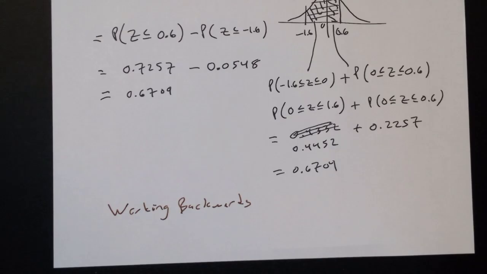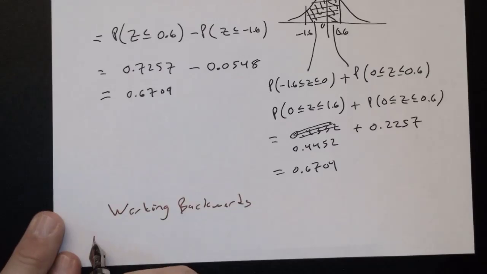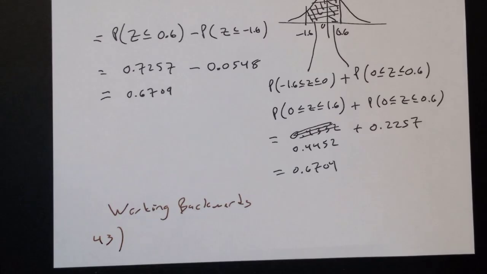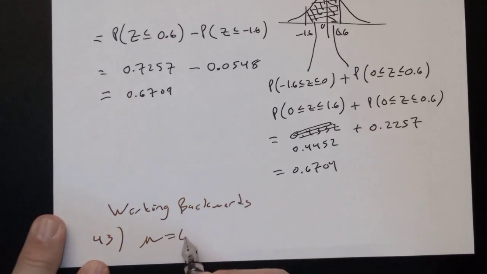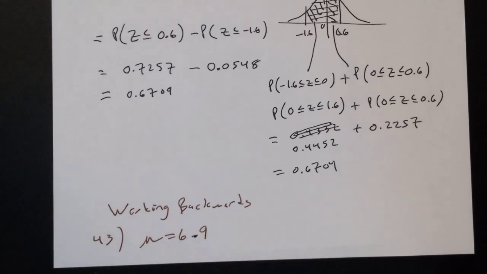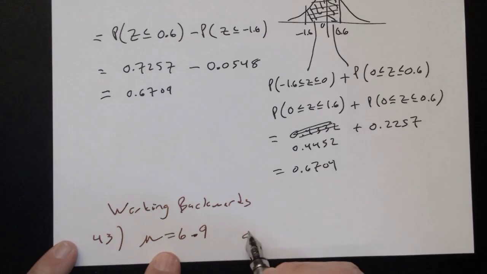A lot of times I want to know benchmarks, the top 10%. We talked about the top 1% in height last time. But here's another example of this. Page 251, problem number 43. Weights of newborn babies in Foxborough Hospital are normally distributed with a mean of 6.9 pounds and a standard deviation of 1.2 pounds.